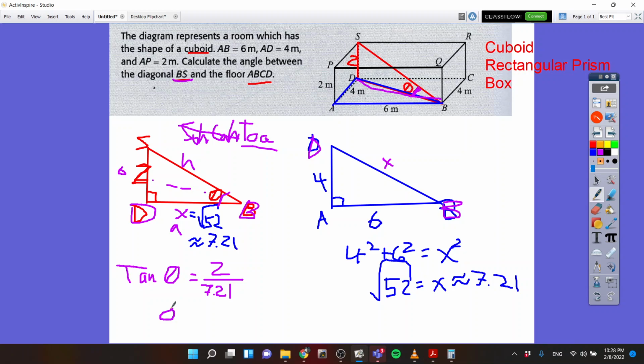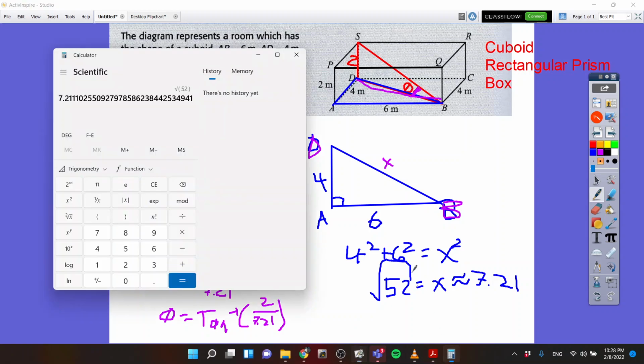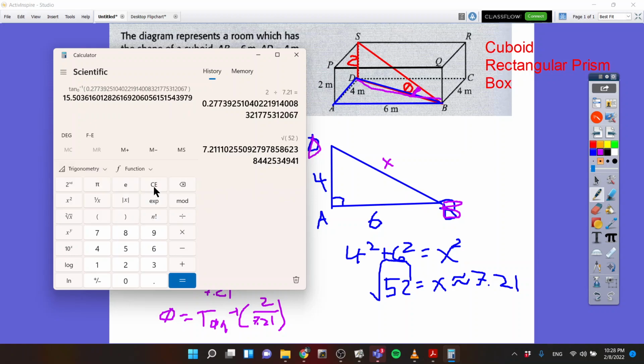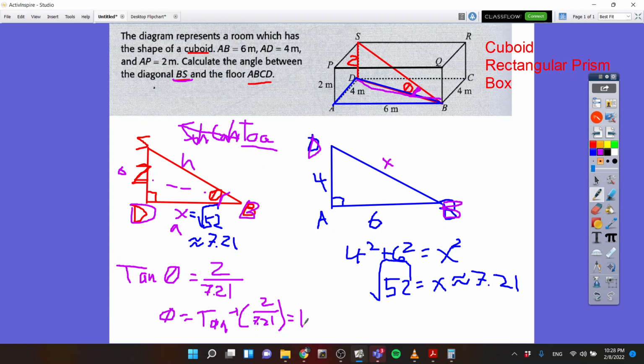Good, so then I know this angle is inverse tangent, tan inverse of this ratio, 2 over 7.21 or the square root of 52. And so let's get that calculator back out. 2 over 7.21 is what? And then second, inverse tangent. I get 15.5 degrees. So this should be 15.5 degrees, and that is the angle they asked us for.